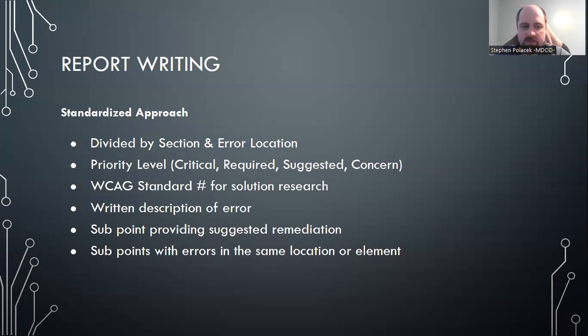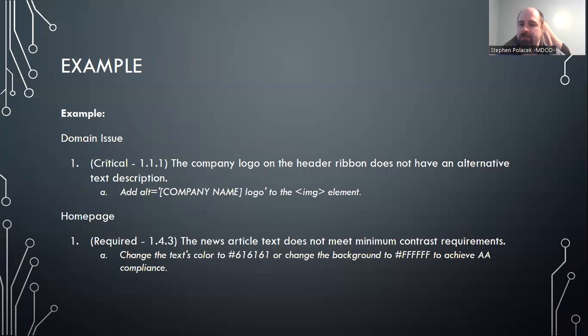Then we'll provide a written description of the error and then a subpoint under it, providing a suggested remediation. So, add this alt text to this image, or you need to replace this element type button with a link or something like that. Or in some cases where ARIA is not functioning correctly because it's not put on the right element. Those kinds of suggested remediations, anything that we can think of that should quickly fix the problem. And then finally, if there are any errors in the same location or element, like I mentioned, that button or something, we'll add additional subpoints there saying this element has additional problems and here's what they are, using that same format again. So that should look like this.